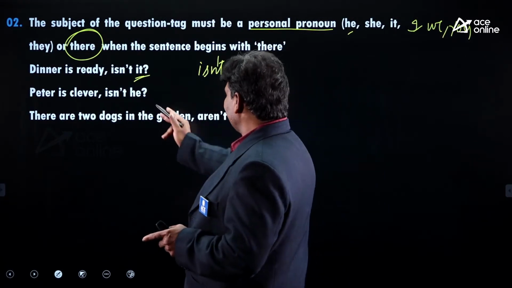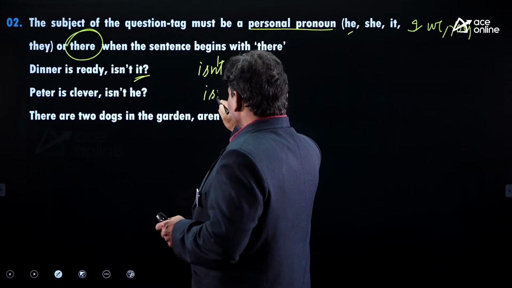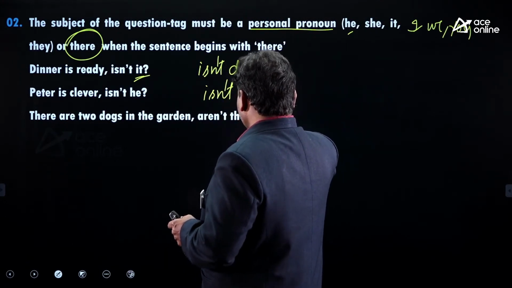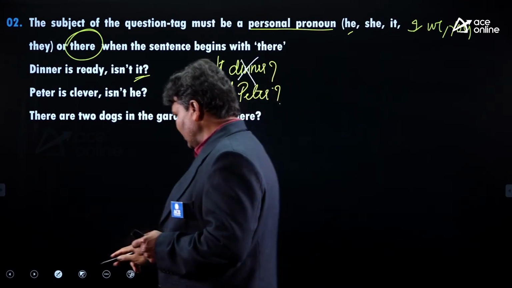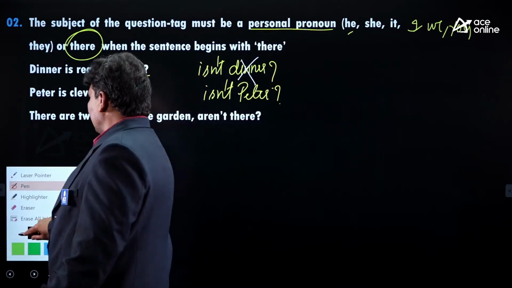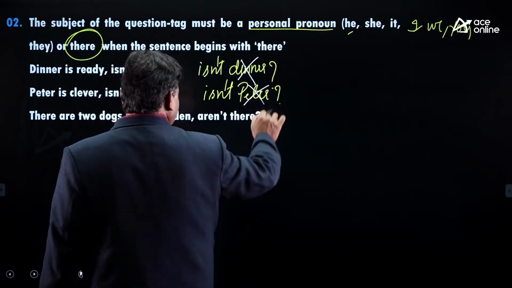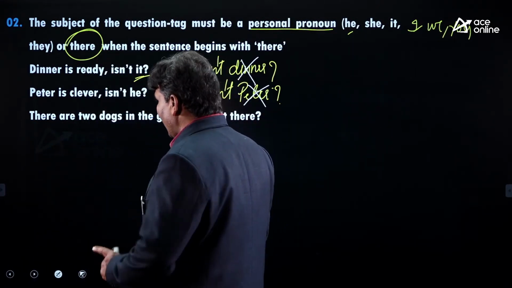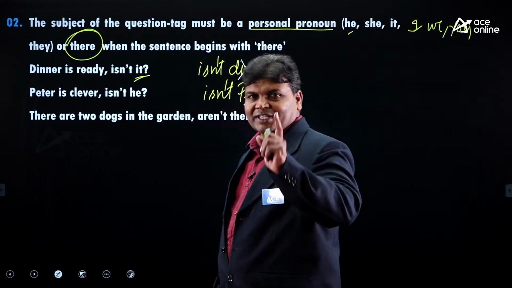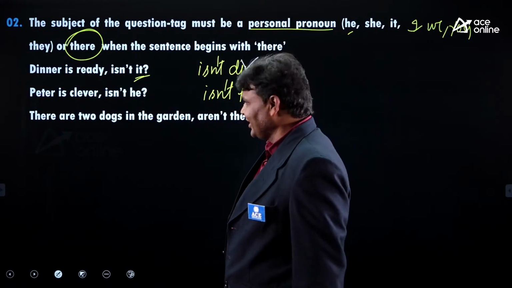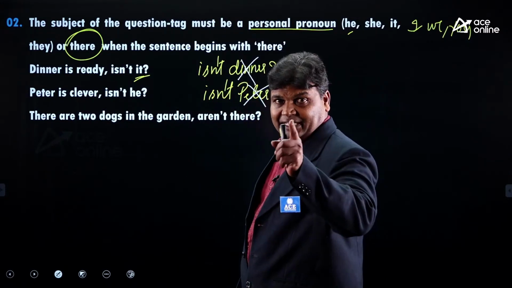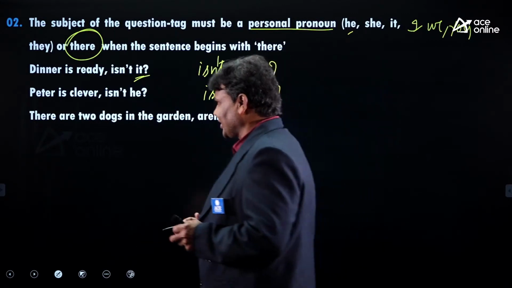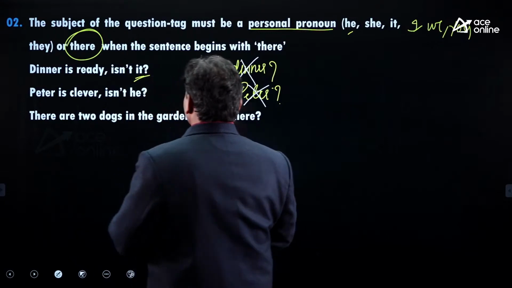Peter is clever. Can I say, isn't Peter? No, you cannot use proper nouns. Only personal pronouns: he, she, it, I, we, you, they, or the other expression there, T-H-E-R-E. We have one example, so be careful. Most of the examiners are trying to test this question. There are two dogs in the garden.